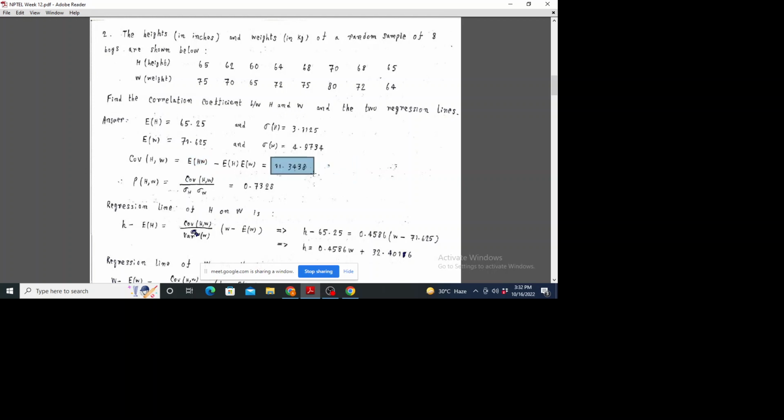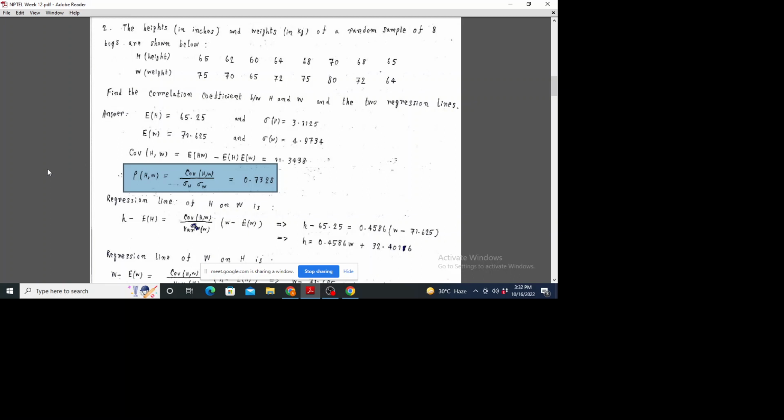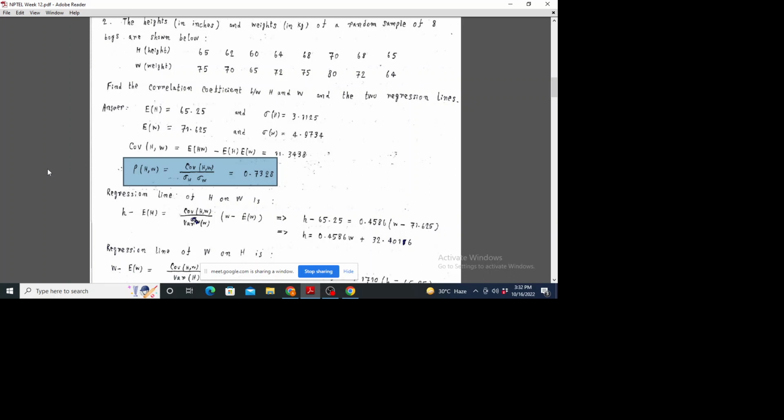So this is the covariance. Now that we have gathered all the tools to find the correlation coefficient, we just need to substitute the values that we have found, and you will get this answer. So the correlation coefficient is 0.73. This is one of the options. So this is the result.